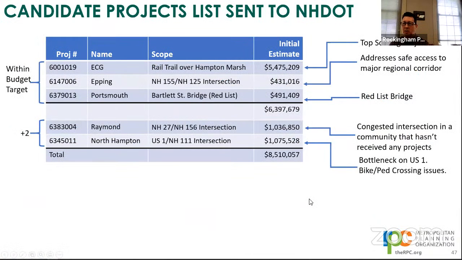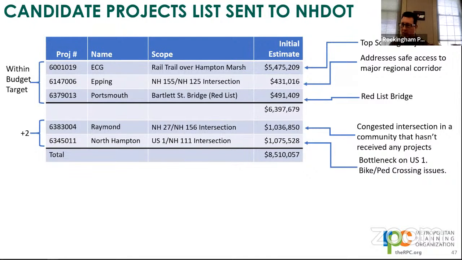So these are the 5 projects that we sent to DOT, and this was the list that I presented at TAC back in September. The top project was the East Coast Greenway, which I've shortened to ECG here, which is the rail trail. That's phase 3 of that project. That was the top scoring project based on the project selection criteria, and it's completing that section of rail trail over the Hampton Marsh in Hampton and Hampton Falls. It's about a $5.5 million project, that's our initial estimate on that.